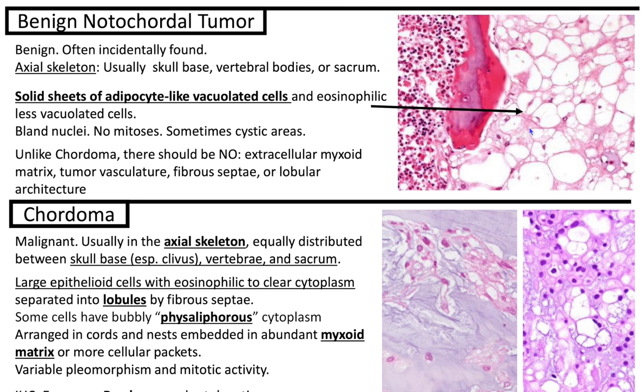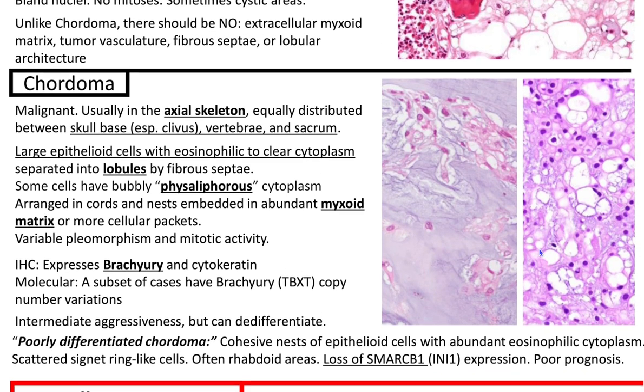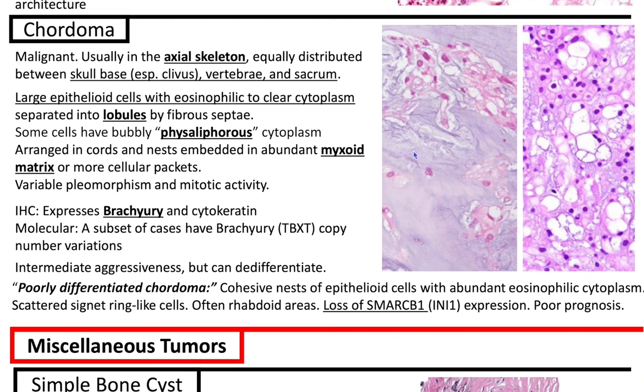But since we talk about chordoma, let us go to chordoma. This is malignant, also in the axial skeleton, usually between the skull base, especially the clivus, vertebra, and sacrum. There are large epithelioid cells with eosinophilic to clear cytoplasm, but in this case, it's separated into lobules by fibrous septae. Some cells have this bubbly physaliferous cytoplasm. Physaliferous is so much funner to say than bubbly. Physaliferous cytoplasm. It's arranged in cords and nests embedded in abundant myxoid matrix.